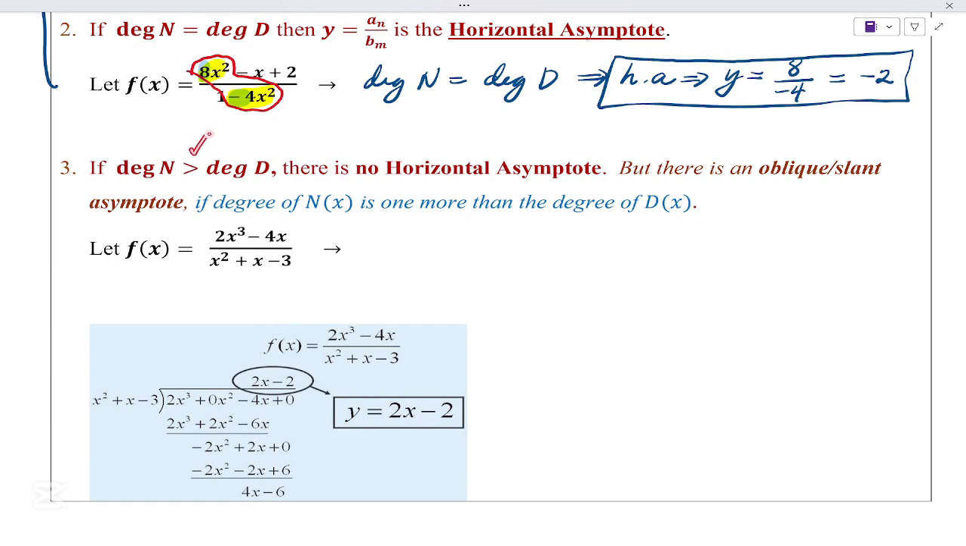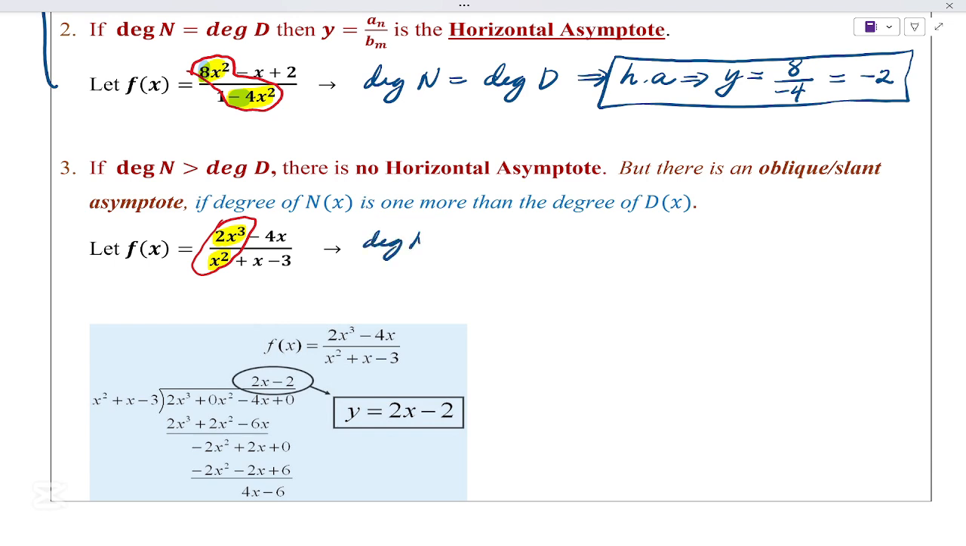Now for this third case, the degree of the numerator is greater than the degree of the denominator. Then there is no horizontal asymptote, but there is an oblique or slant asymptote if the degree of the numerator is 1 more than the degree of the denominator. So let's take a look at this example. In this example, the leading term of the numerator is 2x cubed, and the leading term of the denominator is x squared.